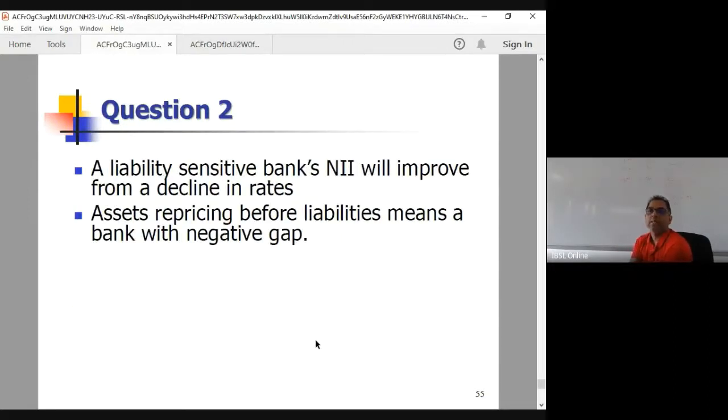Okay, a liability-sensitive bank will improve NII from a declining interest rate. So obviously we've discussed it in detail. Is that correct? Without looking at anything else, what we just said, a liability-sensitive bank means their liabilities get repriced faster than assets. When interest rates go down, will it improve NII? Yes, correct. That's correct.